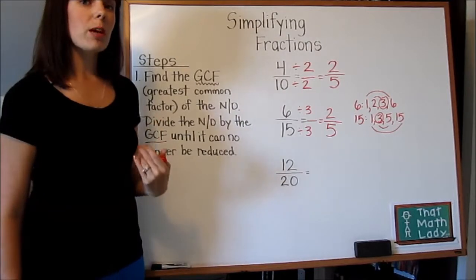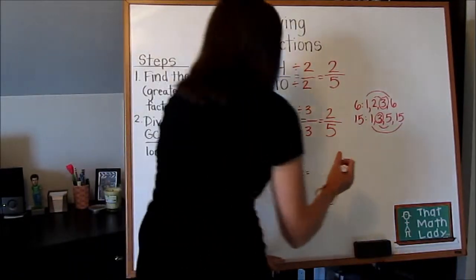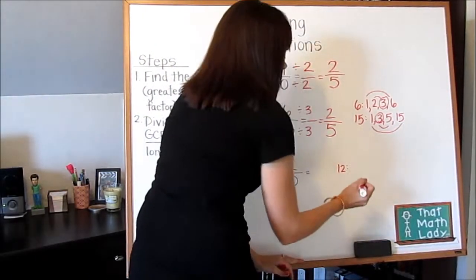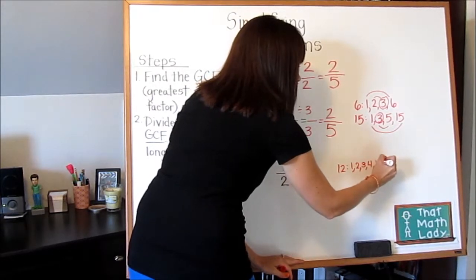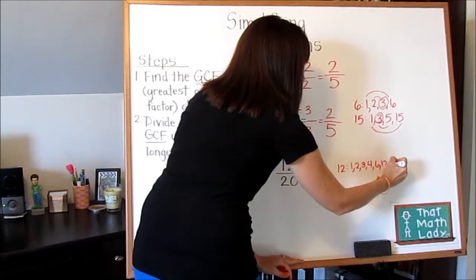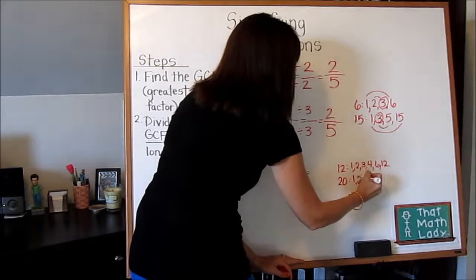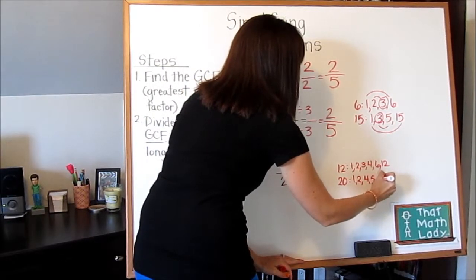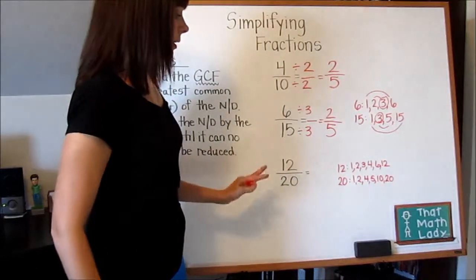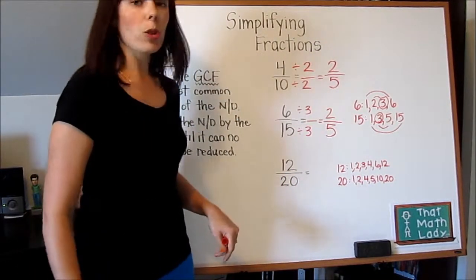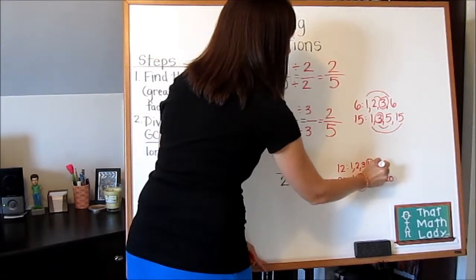So I need to think of numbers that when I multiply them, I get 12 and I also get 20. If I list my factors of 12, I have 1, 2, 3, 4, 6, and 12. And my factors of 20 include 1, 2, 4, 5, 10, and 20. Well, I automatically see that 2 is on both of those lists. However, 4 is the greatest common factor between them.